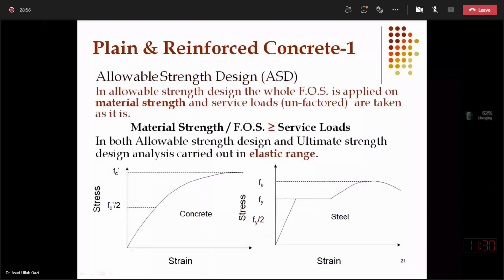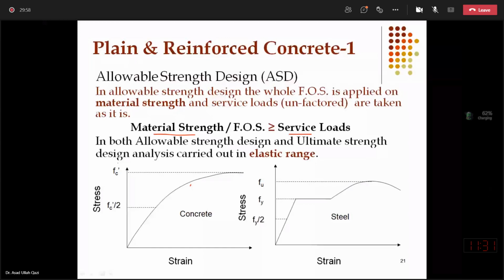ASD, allowable stress design, Dr. Safir will discuss in detail in his part of allowable stress design of structural members. However, on this slide number 21, what I can briefly explain is that you will find that in the basic design equation, we are writing the demand as service load here without any factor of safety, while the resistance, capacity, material strength, we are reducing by a factor of safety. So this denominator, which will be more than 1, will reduce the resistance.